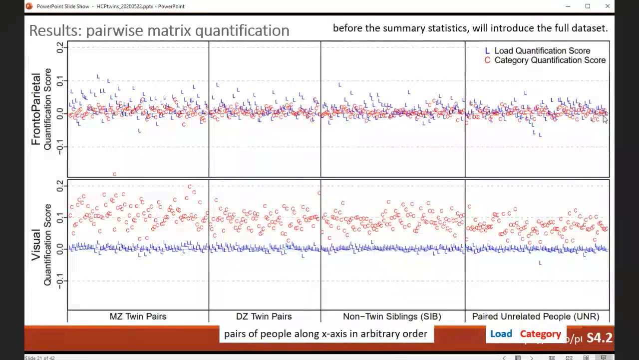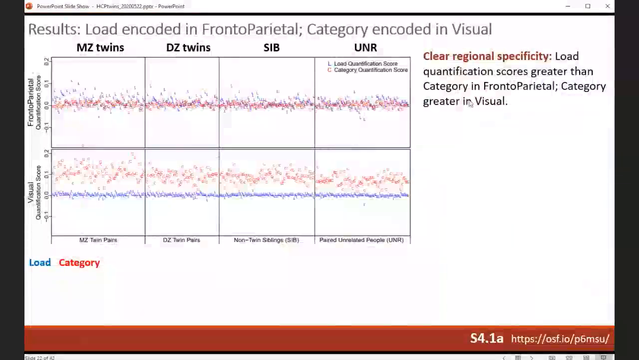So this is the actual data set. This is the quantification scores for every pair. So obviously I can do some summary stats on them, but a lot of it you can just see in the raw data, which is why I like this figure so much.